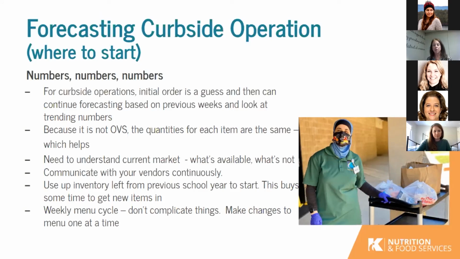One thing about the curbside operation is it's not offer versus serve. That's probably the only great thing in all of this, that the quantities for each item are basically the same. When you're doing your regular school menus, you have to figure out what percentage of kids are going to pick up sweet potato fries or pick up this. When you do the curbside, if you had 5,000 meal kits going out, you had 5,000 servings of every single item. That really helped in forecasting and doing some projections. It was a whole different way to think of things.